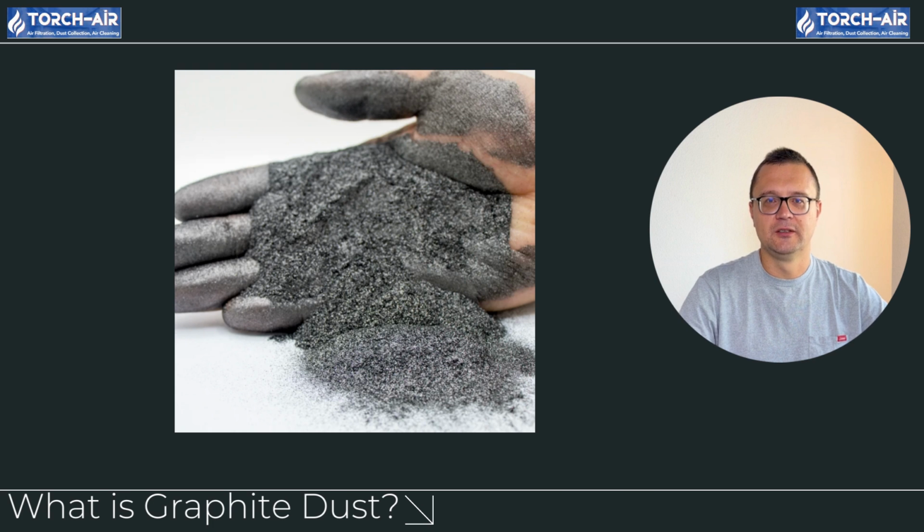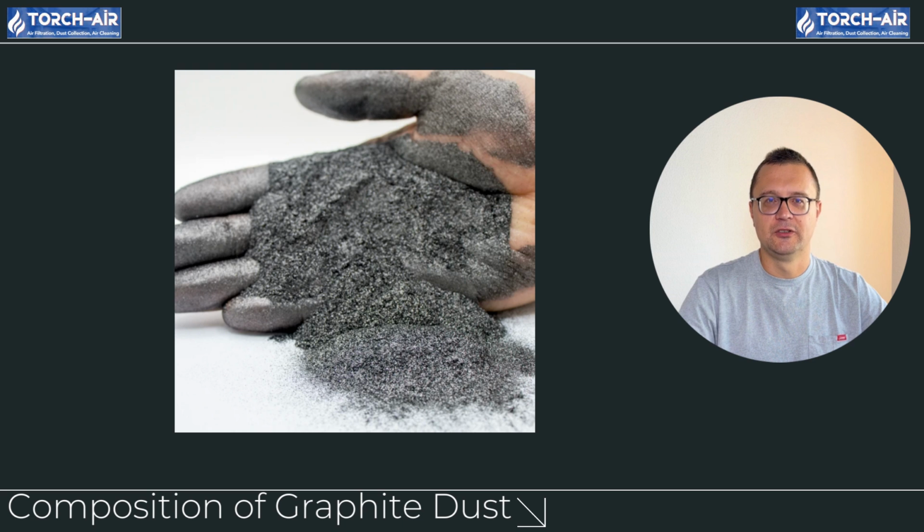What is graphite dust? Graphite dust is composed of tiny airborne particles of graphite that result from processes like machining, grinding, or cutting graphite-based materials. Graphite is a naturally occurring form of carbon with excellent electrical conductivity and lubrication properties. It's used in various industrial applications, from manufacturing batteries to making brake pads and lubricants. However, all that cutting and grinding produces fine dust that can float around in the air. And trust me, you don't want to be breathing that stuff in.